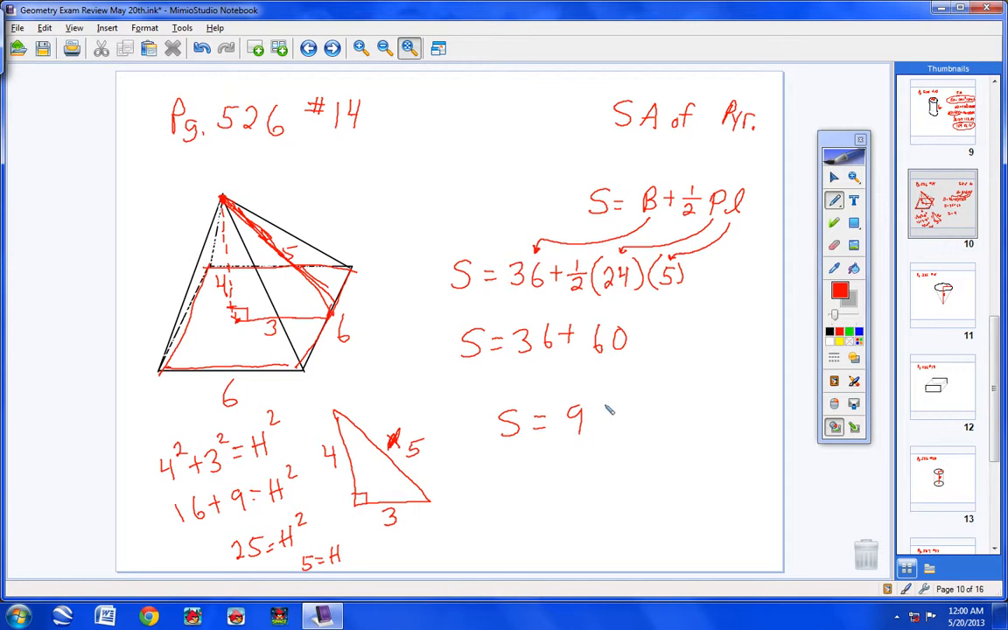Now it's surface area, and so it is going to be square measurements. So it's going to be square feet. Square feet. I told you the problems were going to become more difficult and longer.